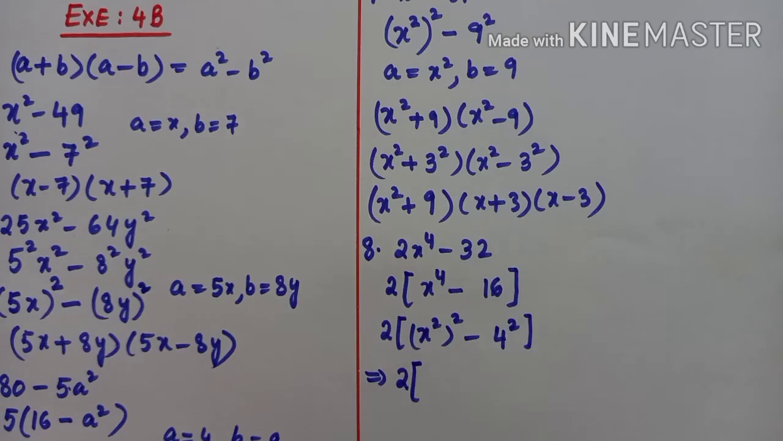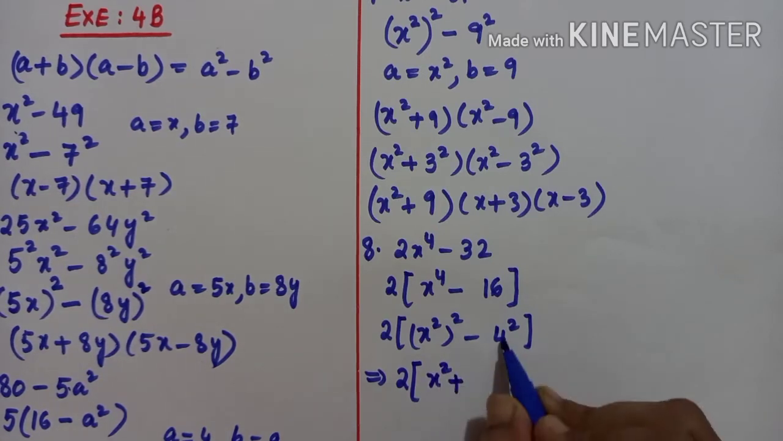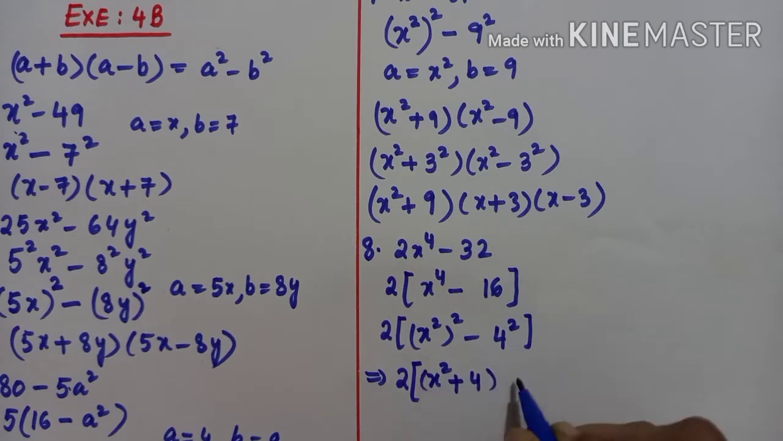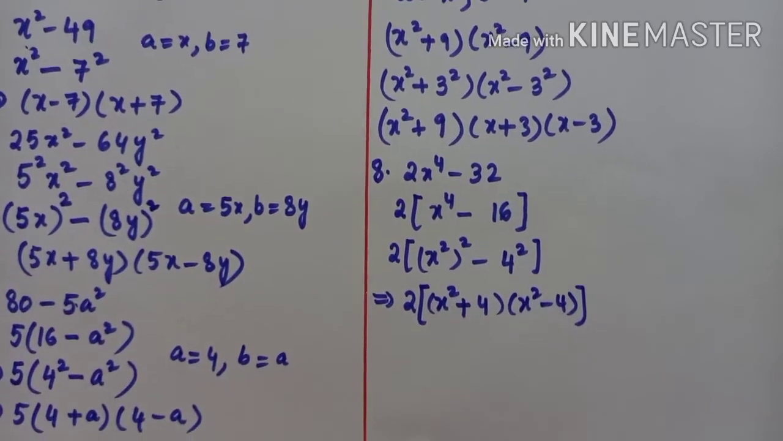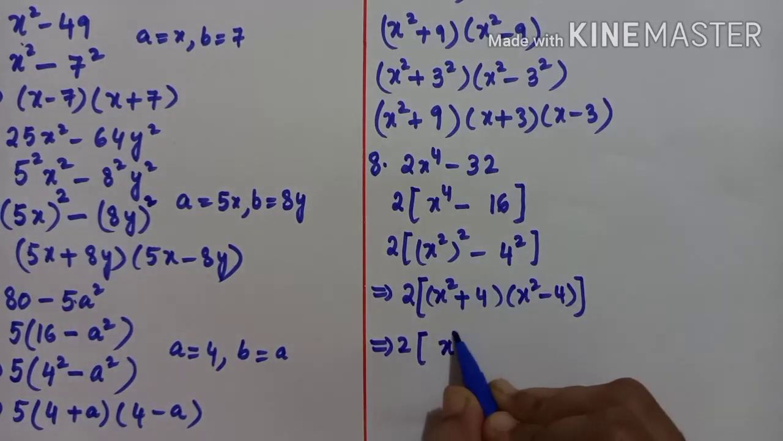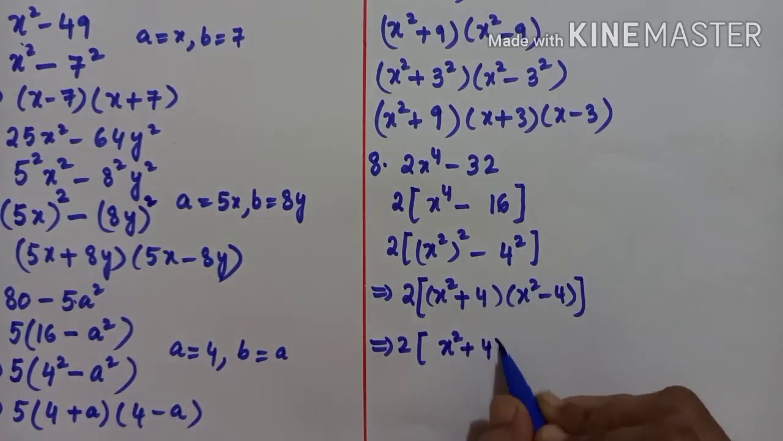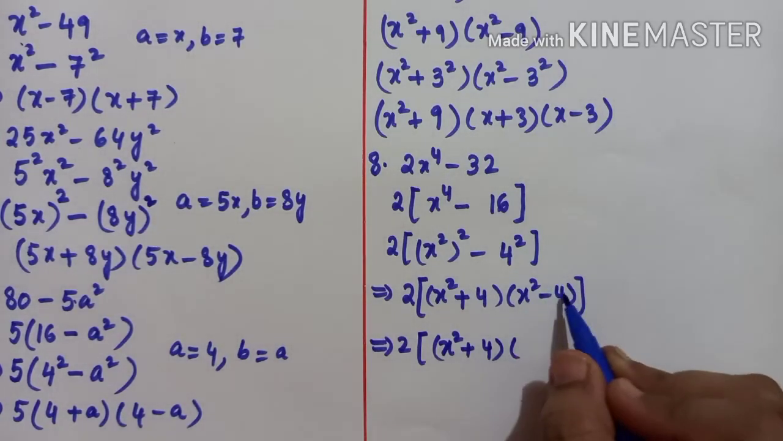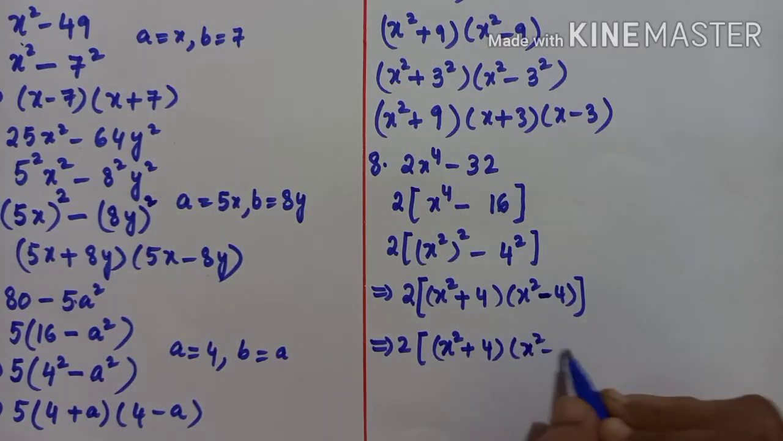This x square you have to assume as a. It is a square minus b square, where a is x square and b is 4. So a plus b into a minus b: a is x square plus b, and then a minus b. Once again, first you write 2. Now inside the bracket, x square plus 4 you can write as it is. But what about x square minus 4? Because here minus is there, you can write this 4 as 2 square. So x square minus 2 square.